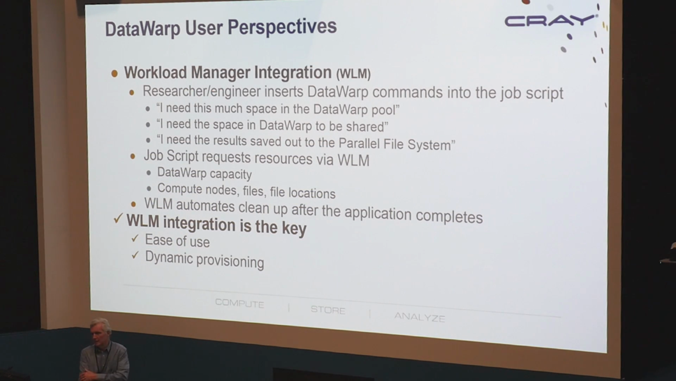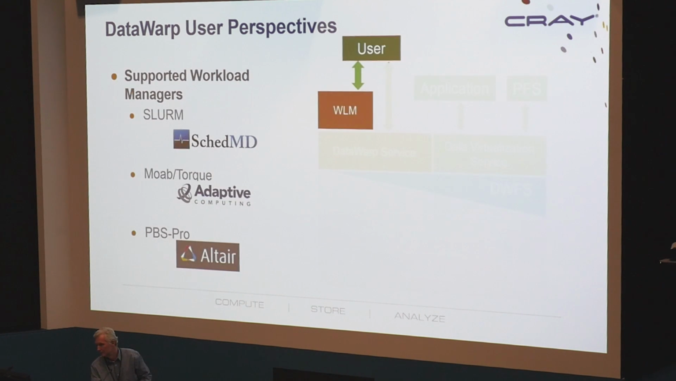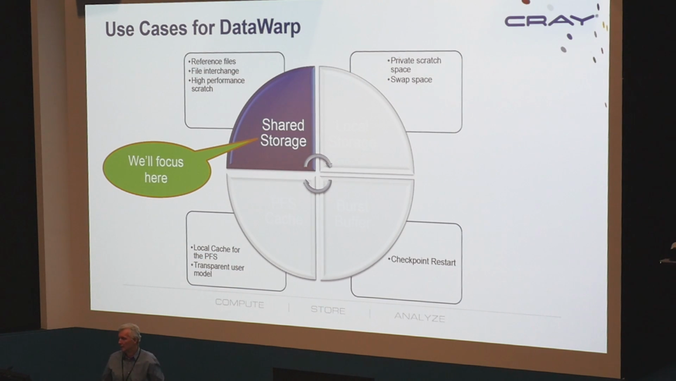So what an engineer basically does is he just needs to know about how much space he wants out of the DataWarp pool. Is it shared or is it private? Do I eventually, when I'm done, write things out to the parallel file system? And he does all this through a workload manager job script. Currently, Slurm, Moab, Torque, and PBS Pro are the workload managers that are interfacing with DataWarp. There's no reason others can't. It wouldn't be that much of an effort to include other workload managers.